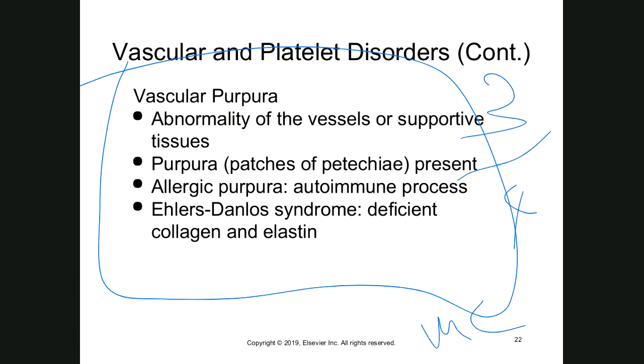This is a vascular purpura, an abnormality of the vessel or supporting tissue. You have the petechiae present. That is the tiny, tiny, tiny points of blood that you will see in the skin sometimes, which is the way I can basically describe them. Allergic purpura, because sometimes there is an autoimmune process involved over here. The immune system basically breaks down those particular red blood cells and also the vessels.